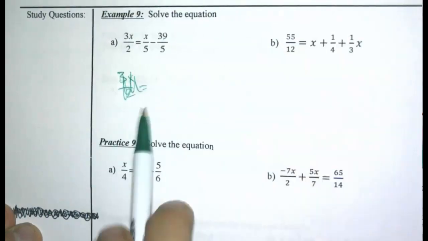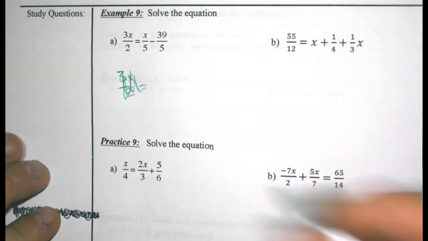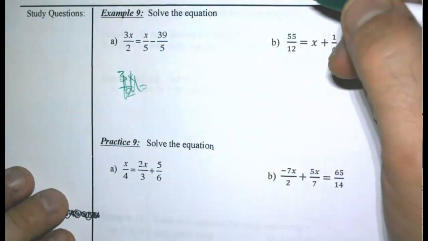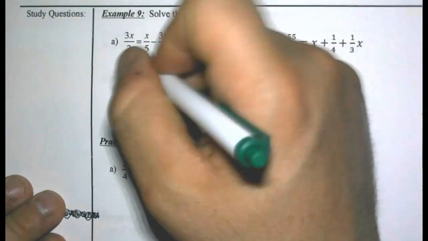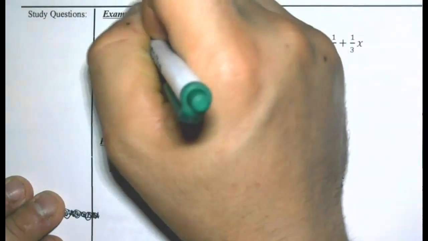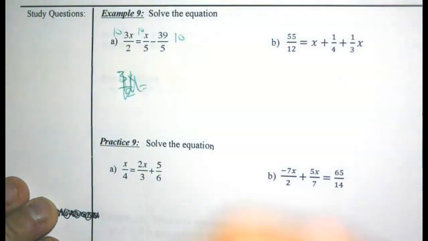Guys, equations with a bunch of fractions or more than one fraction, I might just get rid of fractions entirely, clear the fractions to get rid of them. So clearing the fractions requires multiplying by the least common denominator. So 2, 5, and 5, the LCD is 10. So basically, if I multiply everything by the LCD, 10, I can get rid of fractions.